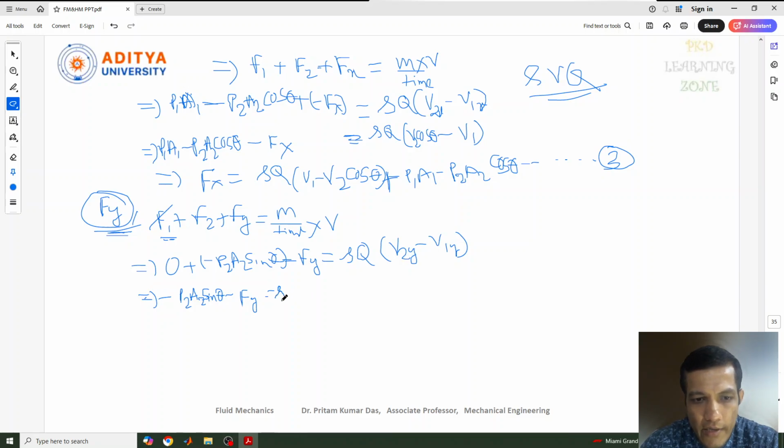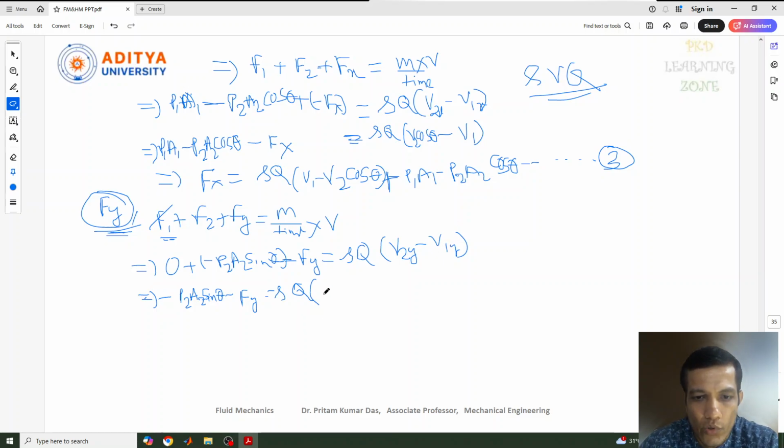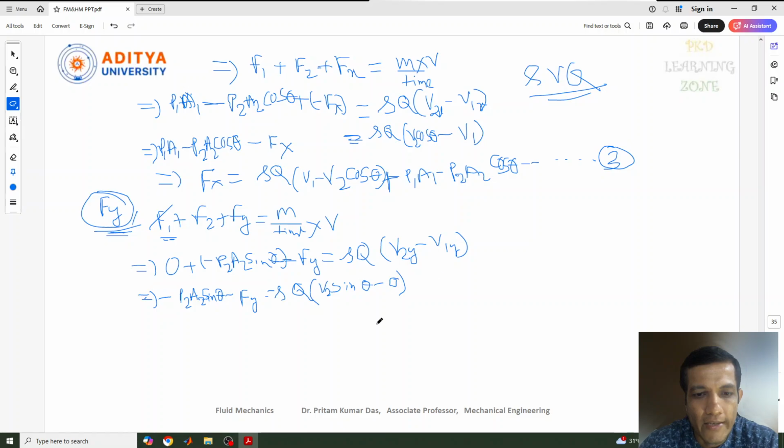Let's write rho Q, and this is V2y. Now the velocity in the y direction, that is nothing but V2 sine theta. Now what is the initial velocity here? Initial velocity also we need to consider in the y direction, that is also 0. So I can write this is V2 sine theta minus 0. Because we are considering only the y direction, the value of this velocity in the y direction at the initial condition is 0.